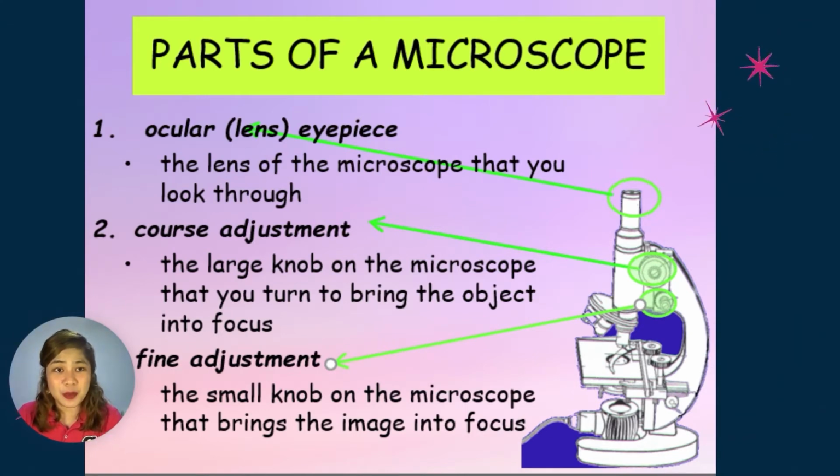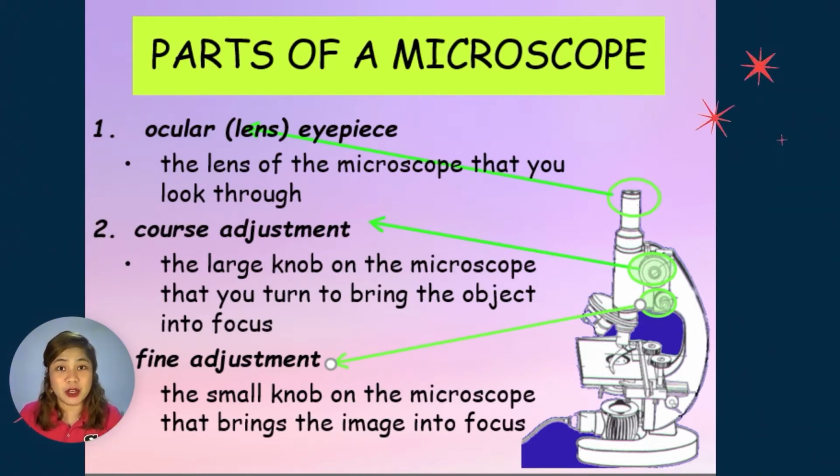So going back, we will just give the function or description of each part of the microscope. So we have here the ocular lens or the eyepiece. This is the lens of the microscope that you look through.